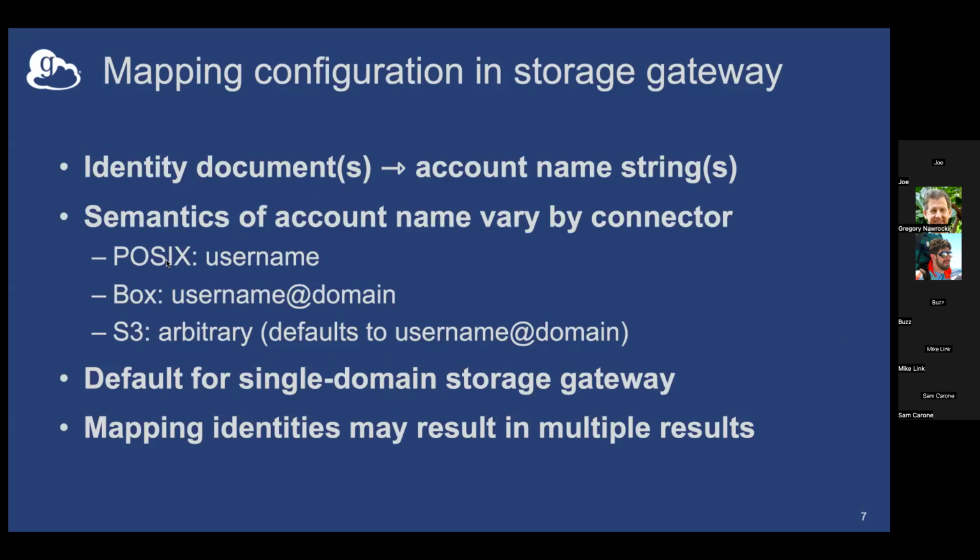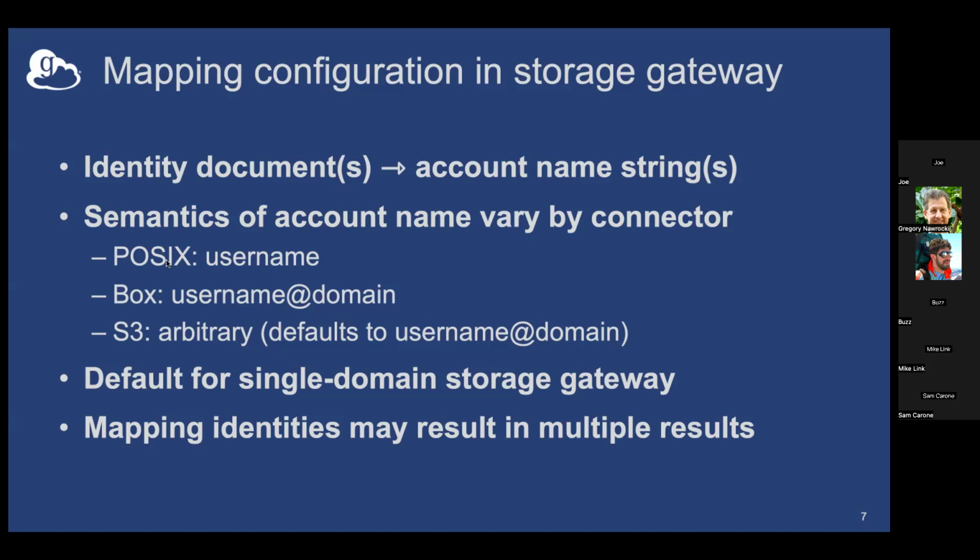Okay, so given these identity documents that you'll see as the mapping input, the mapping module will take those and convert them to zero or more account name strings. The semantics of the account names vary by connector. It might be a username, it might be an account name, it may be some arbitrary string. But for each of the connectors on the premium connector websites on Globus, you'll see what the default name mapping is, and you can decide whether that's appropriate for your system or if you need to do something custom.